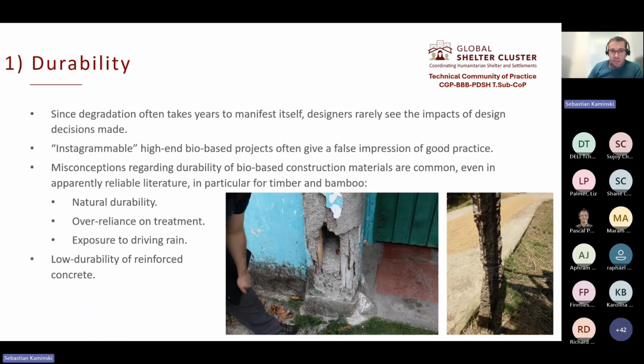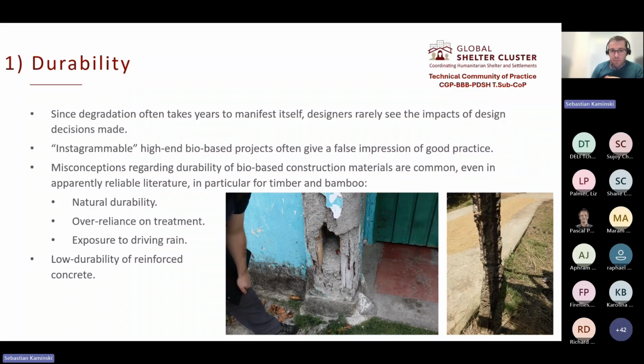Starting off with durability. Since degradation often takes years to manifest itself, designers rarely see the impacts of the design decisions that we make. A shelter program will be implemented, and there might be a review after 1 or 2 years, but it might take 5 or 10 years to realize whether or not, from a durability perspective, the design was actually correct.